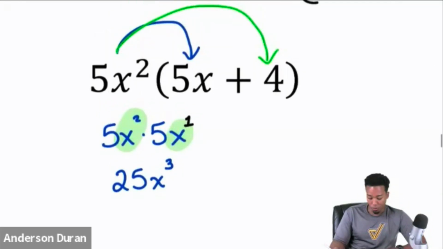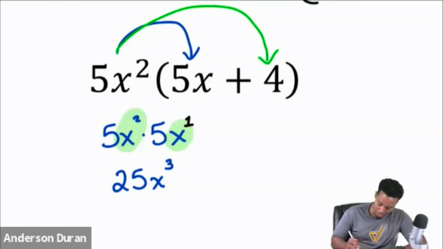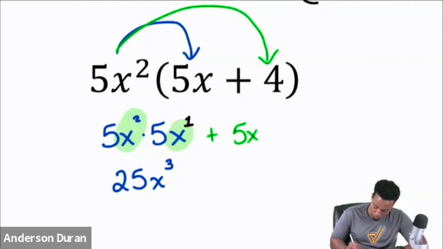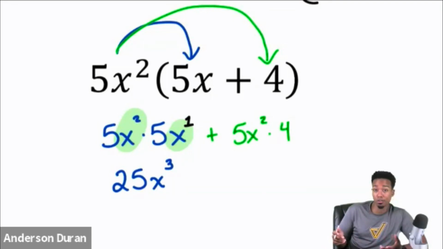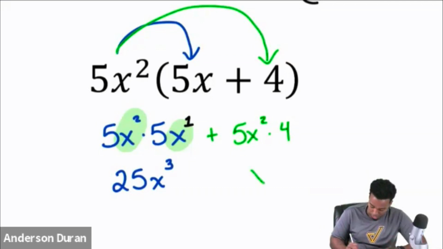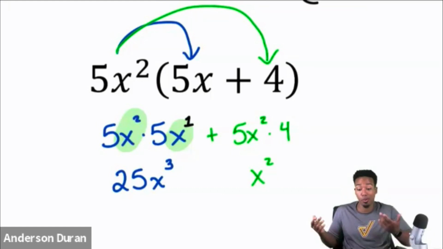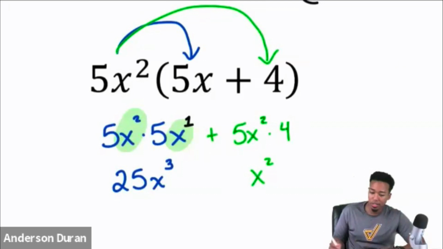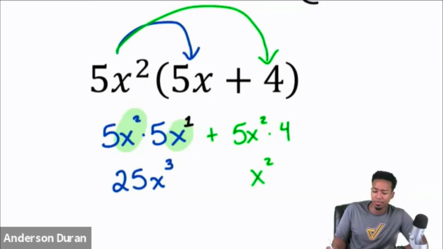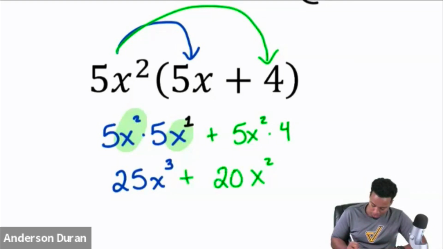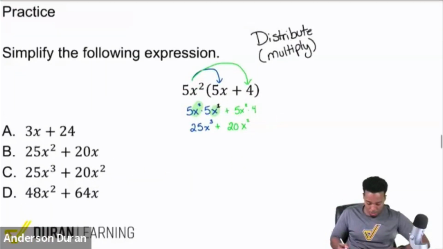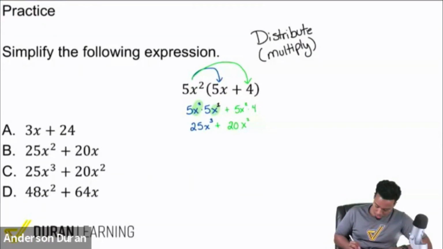Then up next in green over here, we're going to have, again, 5x squared times 4. And so from there, there's no other variable to mix with the x squared, so it'll just be x squared there. And when dealing with the regular numbers, remember, we just multiply. 5 times 4, hit me, everybody. 5 times 4 is 20. So we're going to have 25x cubed plus 20x squared. Booyah right there. And that's what's going to give us answer choice C.